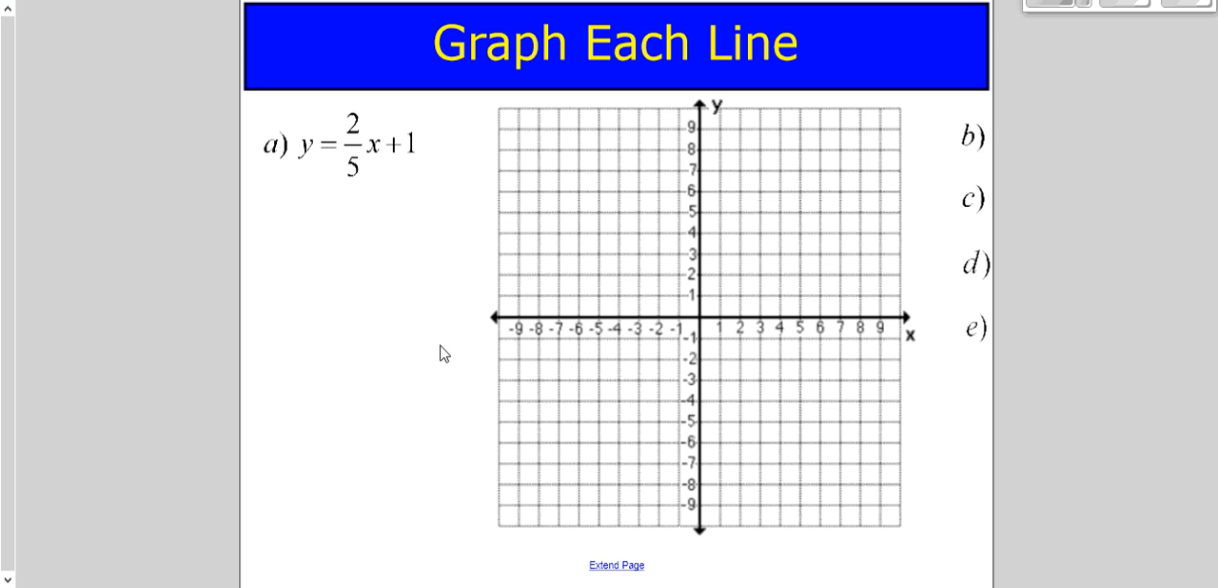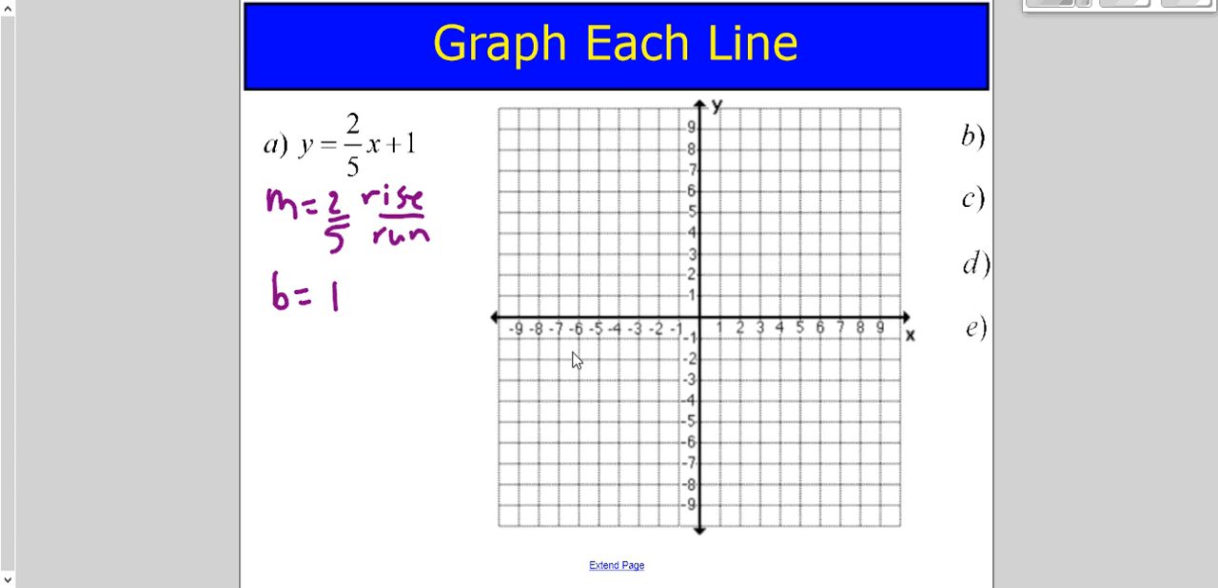All right, so when we graph, if it's given to us in y equals mx plus b form, we're going to use our slope. Our slope in this case is the number that's in front of your x, which is 2/5. Your top number represents your rise, and your bottom number represents your run. And then the number at the end, that constant number right there, that's your b value. That's your y-intercept. In this case, my y-intercept is 1.